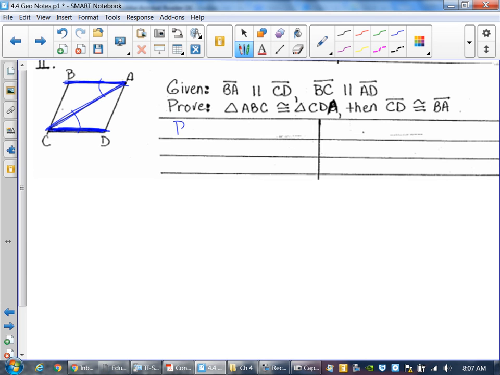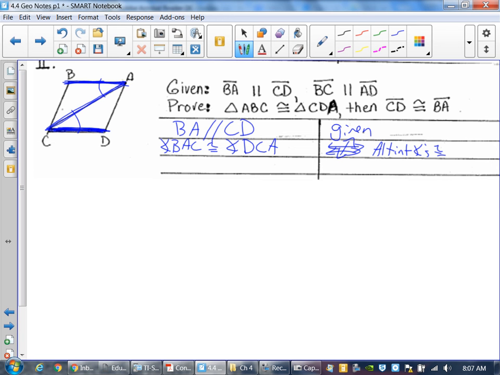So I know BA parallel CD. Then I have an angle BAC, DCA. When you're dealing with parallel lines and marking angles, what do you have to put in front before you talk about congruent? Yeah, that funky symbol. And these are alternate interior angles. Congruent. Okay.